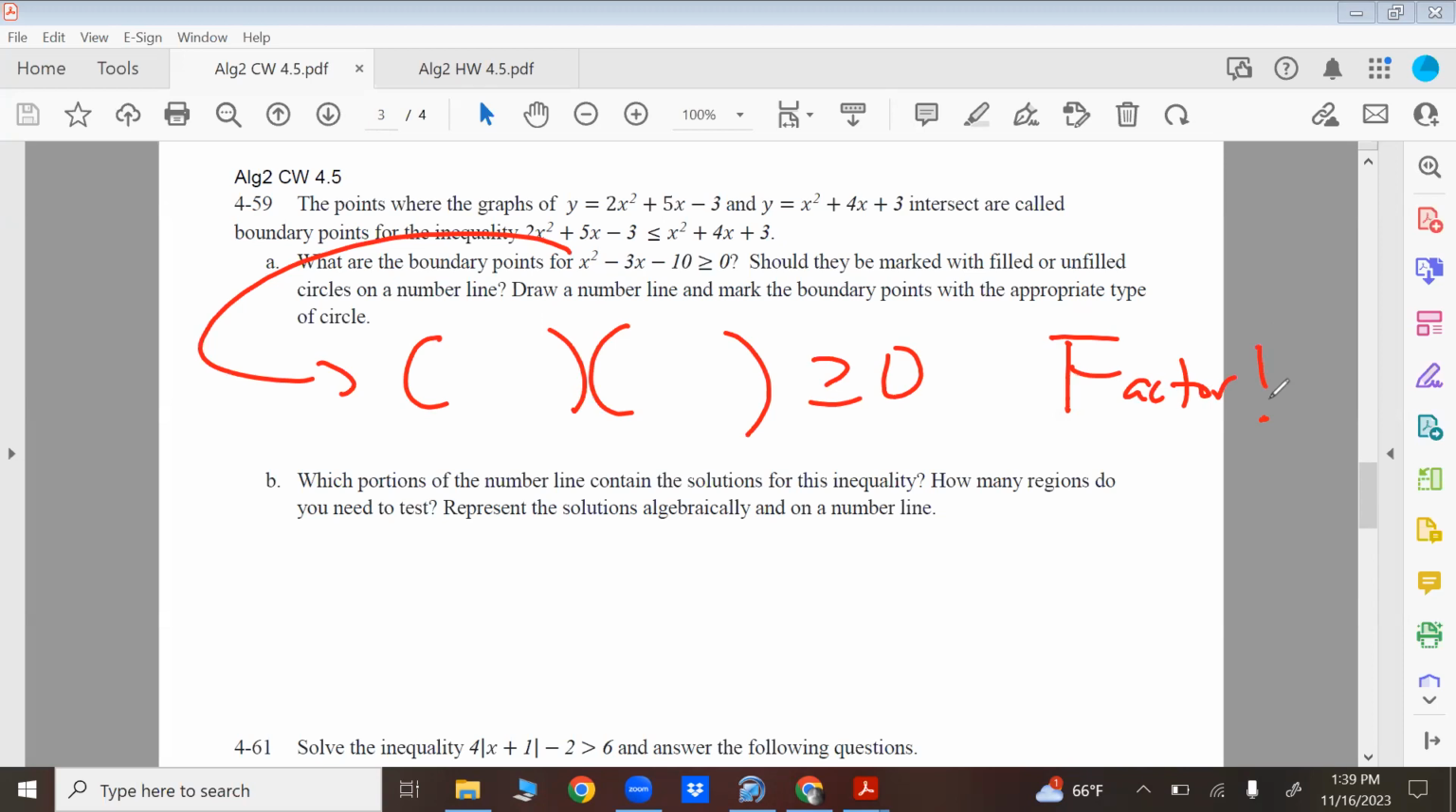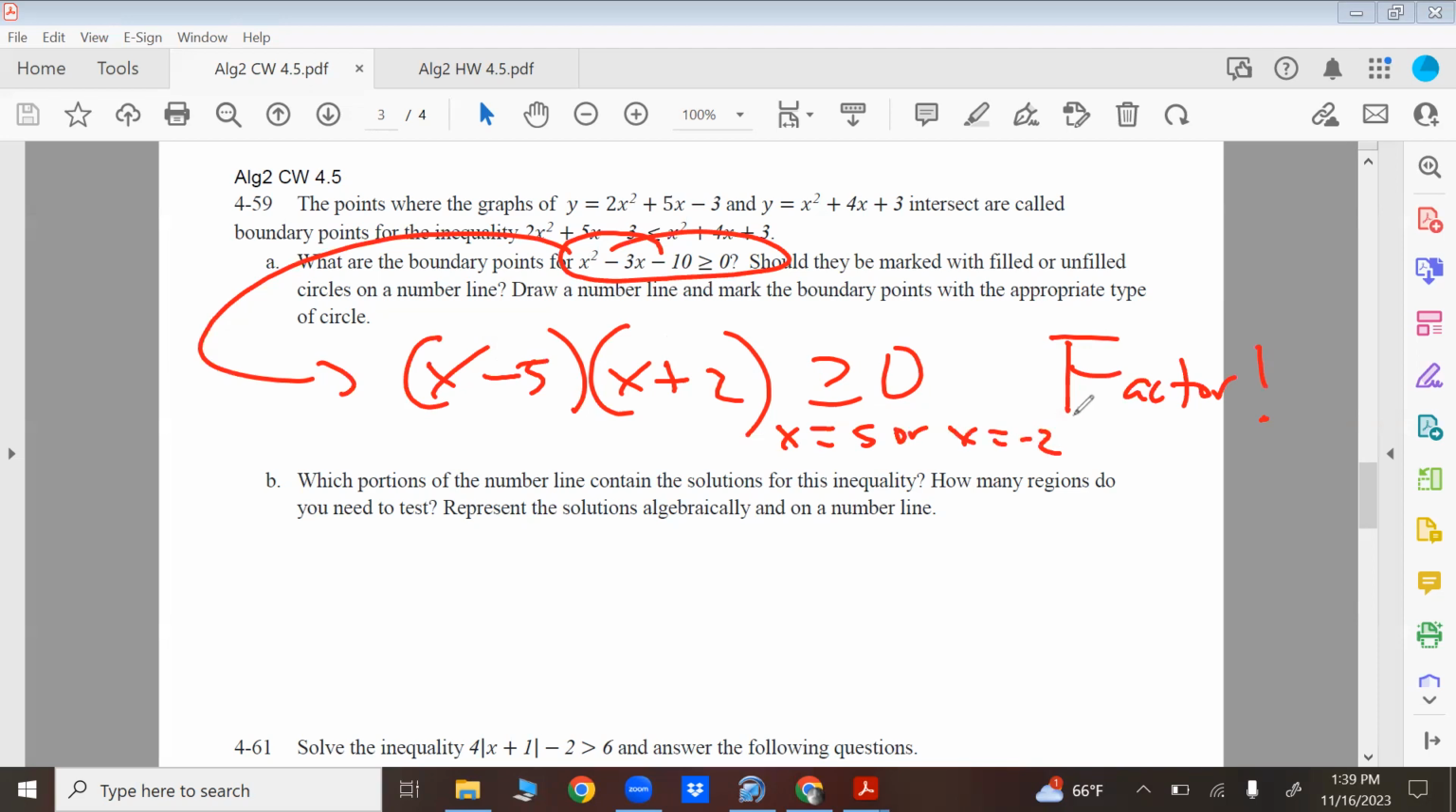Okay, so guys, you want to factor. How do you factor this? x and x, and what's going to go next to the x's? Negative or positive? What do you guys think? That should be negative 3, right? What multiplies to negative 10 and adds up to negative 3? Nope, we're looking at this one now. Negative 5 and positive 2, right? So your boundary points are x equals 5 or x equals negative 2.